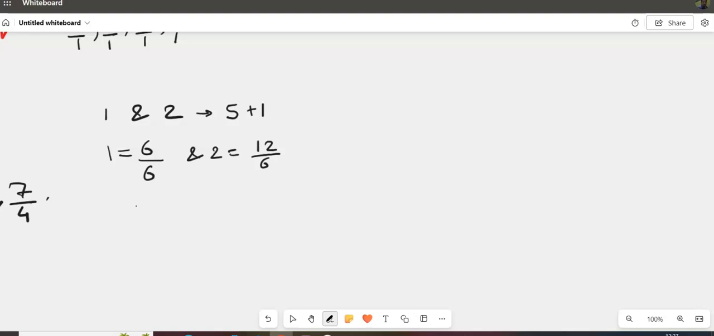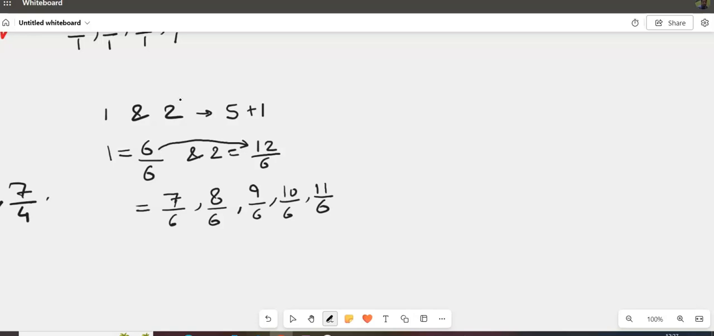Now you don't have to do anything, we just have to reach from here to there. And how can we do that? We can just keep on increasing the numerator and keep the denominator as it is. Okay? And then 9 by 6, 10 by 6, 11 by 6.